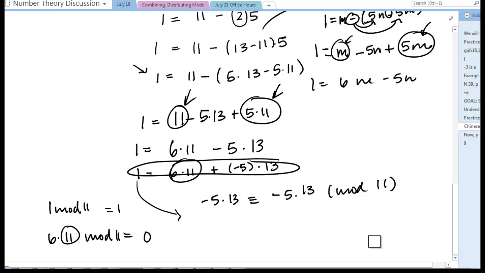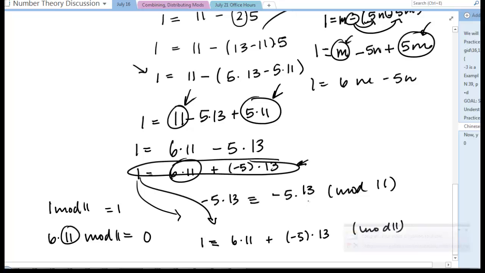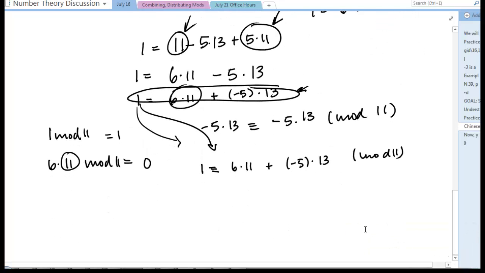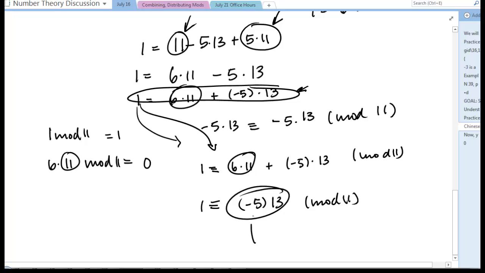Well, I think I need a congruence here. I'm going to write it under the mod 11 word. 1 is congruent to 6 times 11 plus negative 5 times 13 mod 11. Because if it's true here, we can think about here. So this is 0, so I can replace that and just end up with negative 5 times 13. Now, I'm saying that the inverse is negative 5.